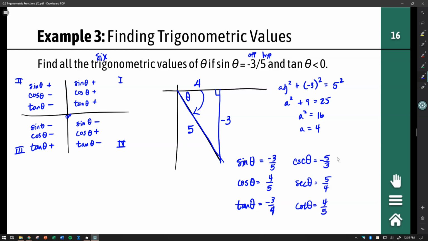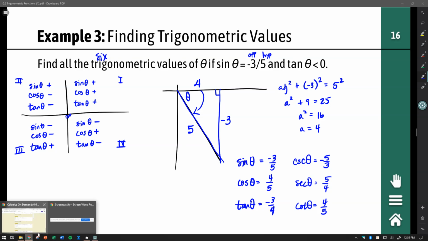So there we have some ideas about using the even and oddness of trigonometric functions, talking about the signs of sine, cosine and tangent, the positive or negativeness in each of the four quadrants, and using that to find more of the trigonometric values.